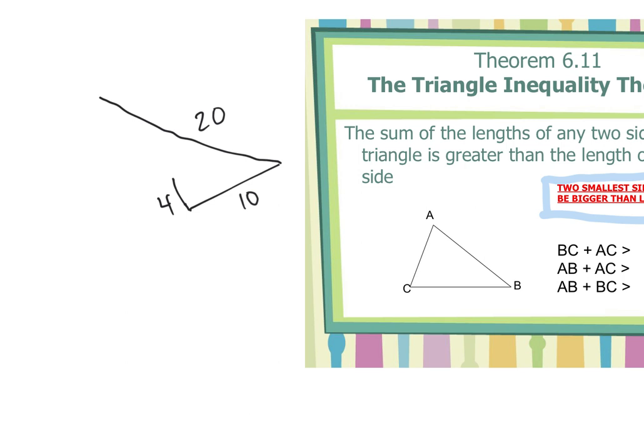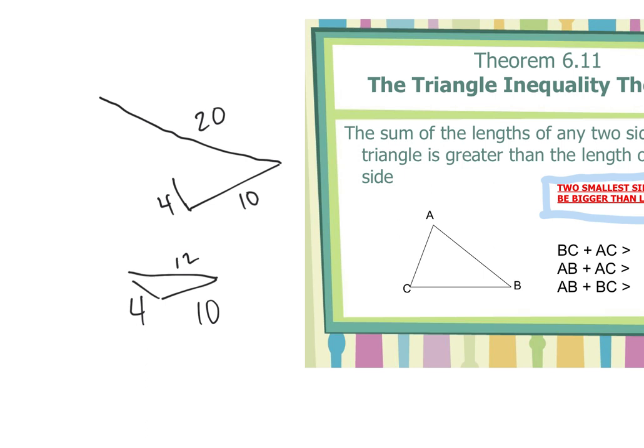So adding 4 and 10, what do you get? 14. Is that bigger than 20? No, so you can't have a triangle. But let's say you had 4, 10, and 12. Could you have a triangle here? Yes, because you add 4 and 10, the two smallest sides, you get 14. Is that bigger than 12? Sure is. So as long as the two smallest sides added together are bigger than your biggest side, you're good to go. Jaden, what's up?